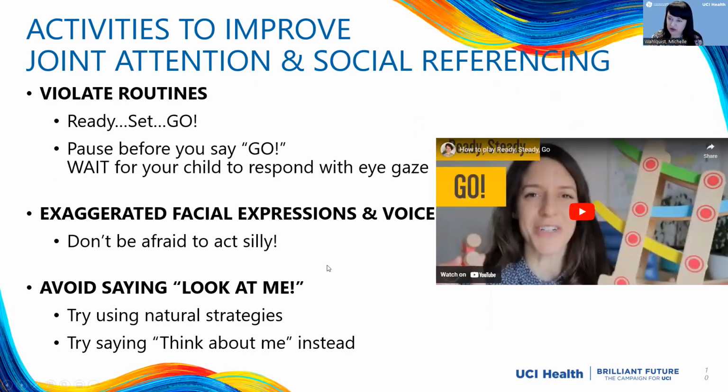Another great way to improve joint attention is to violate routines. And the easiest kind of verbal routine that we all use is ready, set, go. We won't watch the video, but I'll give you an example with my little piggy here. So the key to violating a routine is you have to set up the routine first. So this routine is just going to be ready, set, go. So I'm going to say ready, set, go. And then he sticks his little tongue out.